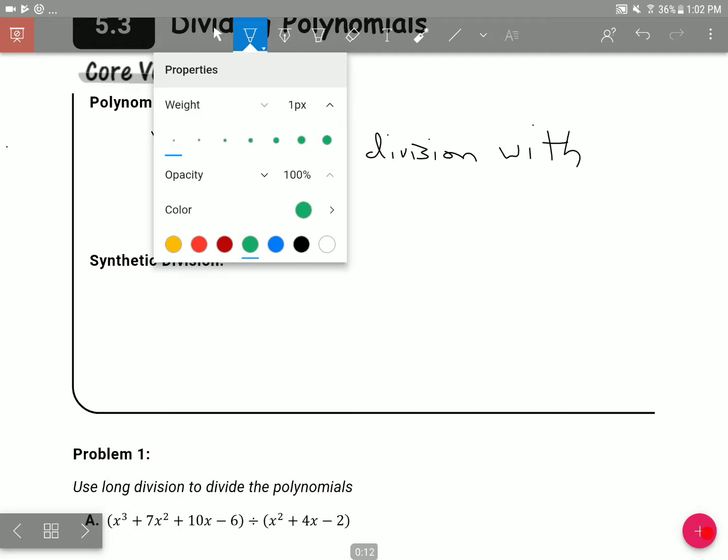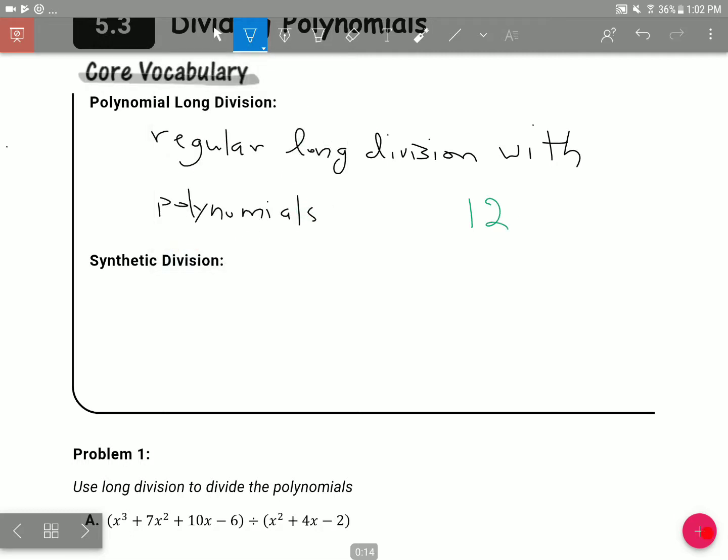We did 12 divided into 13,948. Something stupid like that. And 12 times 1 is 12. Subtract it from 13 to get 1. Drop the 9. All that sort of stuff. That's basically what we're going to be doing, but with polynomials. Okay. Not as hard as it sounds, it's just tedious.